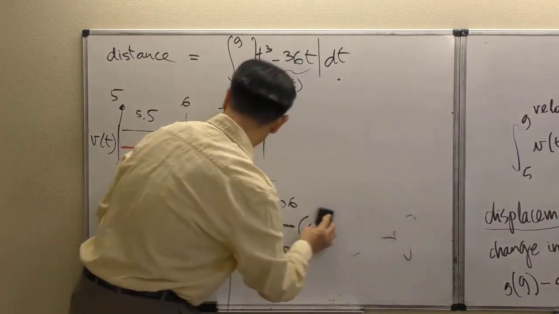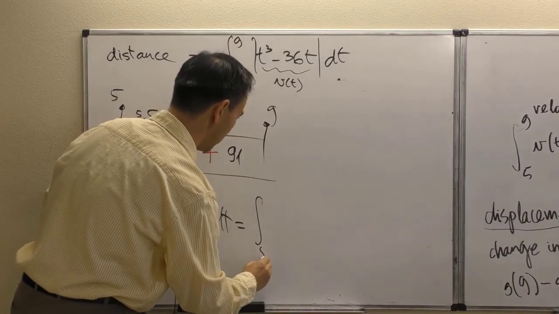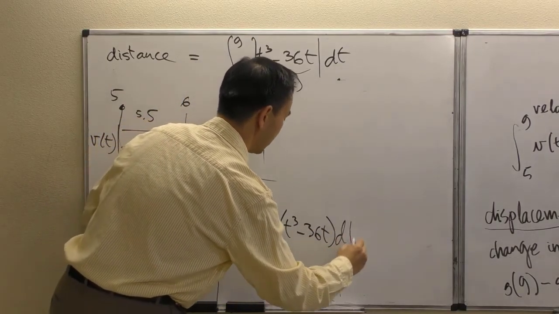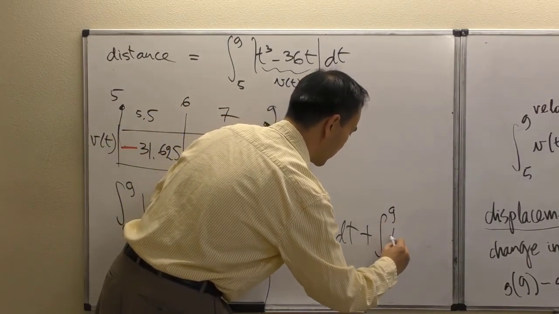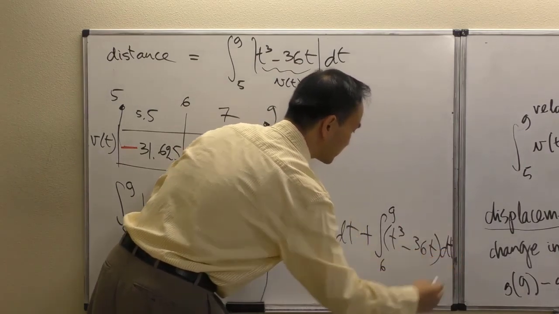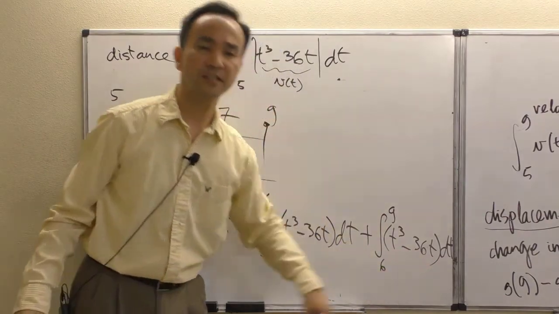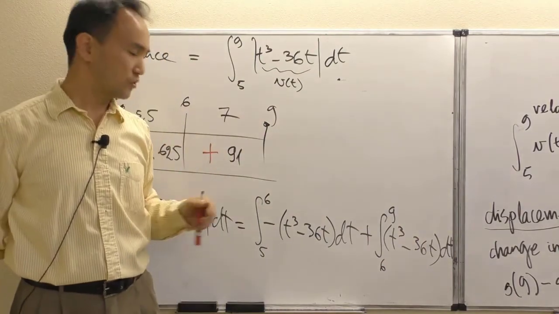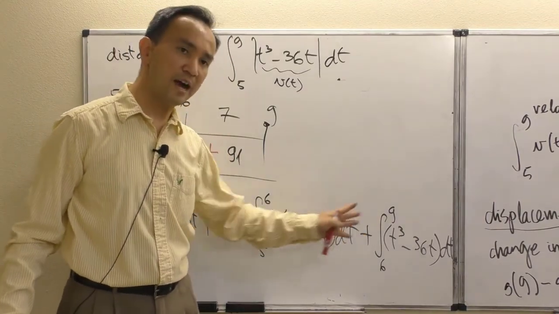I'm running out of space a little bit, so let me write it in smaller writing right here. From 5 to 6, I'm going to have a negative t cubed minus 36t. That's one function. And then the other one, from 6 to 9, same function, t cubed minus 36t with a dt. But this time there's no need to put the negative sign in front of our function because in this interval from 6 to 9, the function itself is already positive. So with or without absolute value, it's all going to be good. So now we really produce two separate integral problems, and then we just find the two separate integral values and add them.